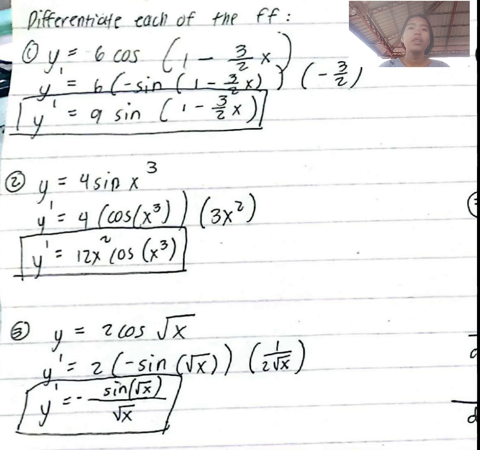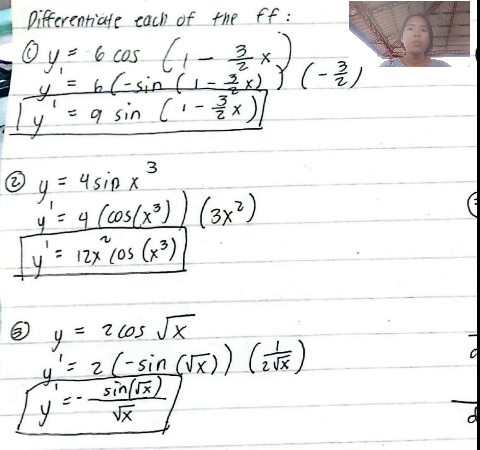So y = 2 cos of square root of x. The inner function here is square root of x. So first remember that square root of x can be written as x to the power of 1/2. So differentiate the cosine function first. So the derivative of cos u is negative sine u.